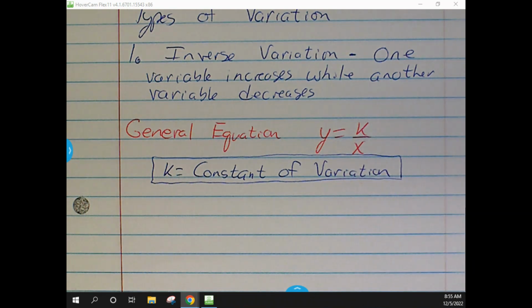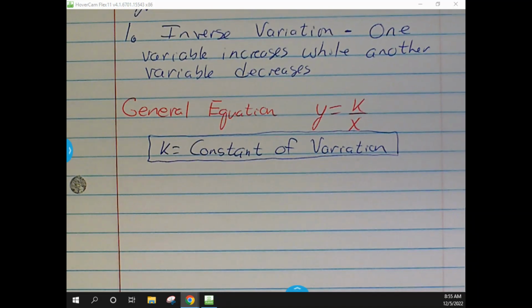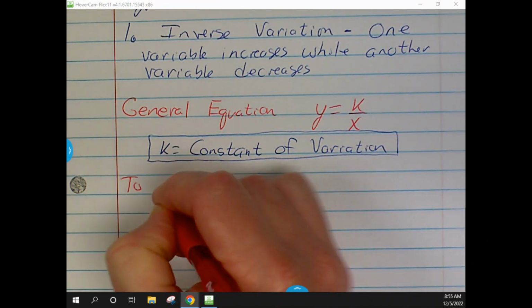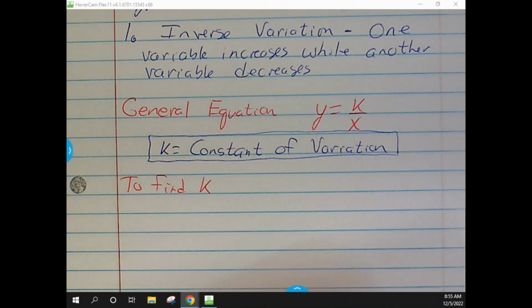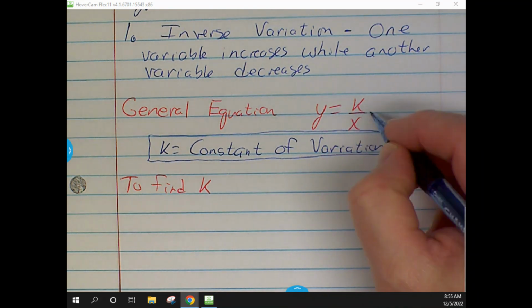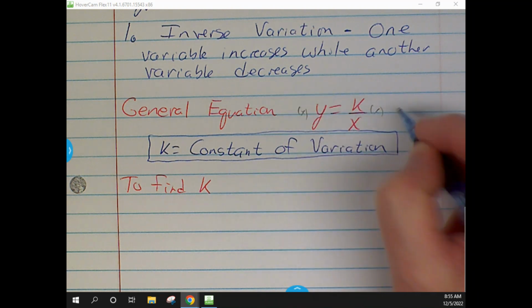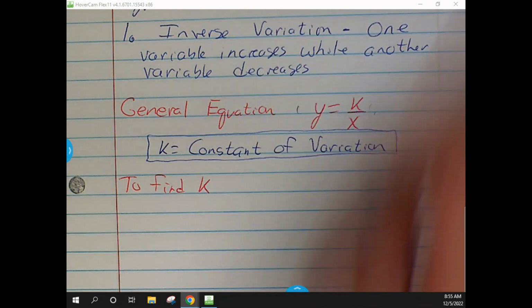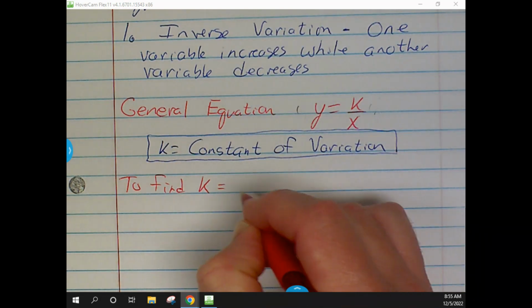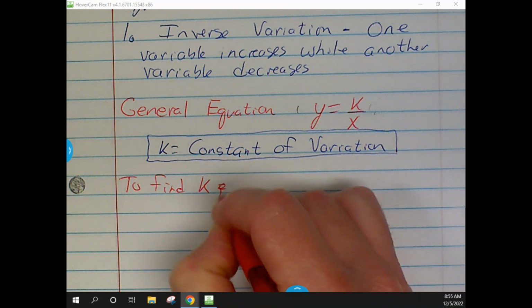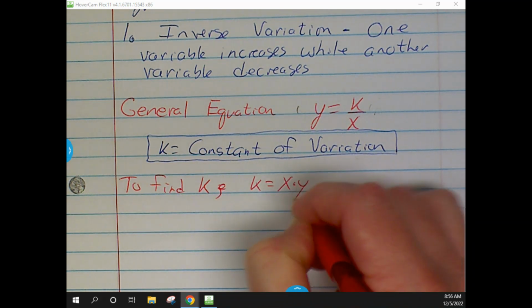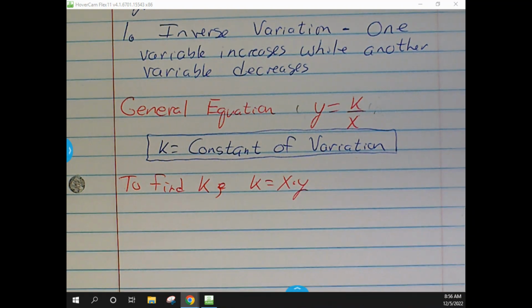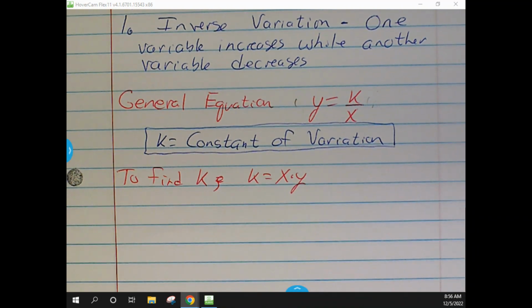Okay, so one thing that you have to do with a lot of these variation equations that we go through, one of the very first things you have to do is find k. You have to find that constant. So to find k from a general equation, if we were going to solve this for k, we'd multiply both sides by x, and that way the x's would cancel. So for this one, if we've got to figure out what the k value is going to be, that's going to be just x times y. Find k: k is going to equal x times y, or y times x.